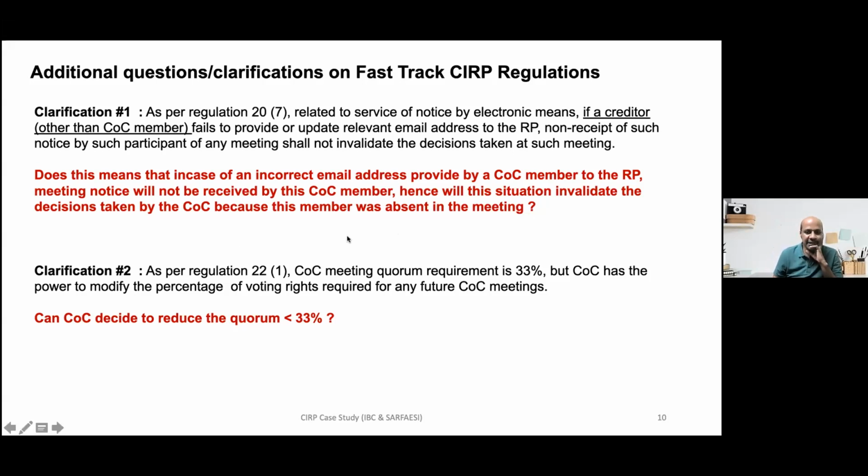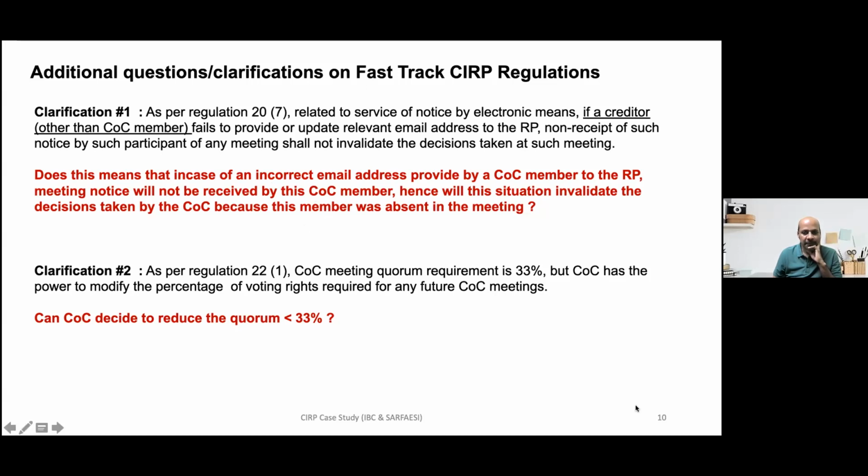So I think the conclusion here is that it will not invalidate the decision taken by such a meeting, because RP can always demonstrate or prove that he had sent the email to the respective COC member, but it was undelivered because of the wrong email address. Okay, now I'll just twist this question a little bit. Let's say there are only two creditors, but again, in that case, RP will always try to reach out some other way, maybe call him or do something else, but definitely that will not prevail.